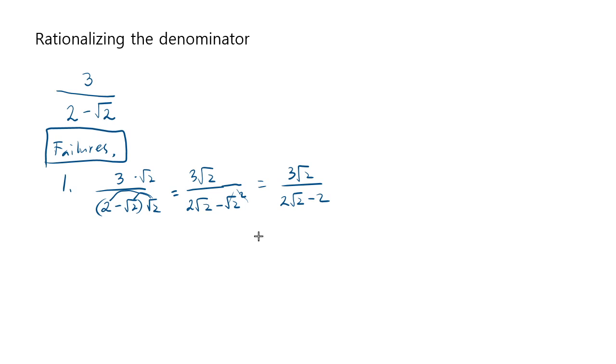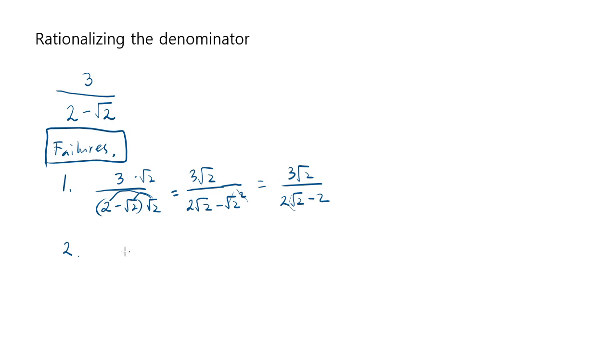over 2 radical 2 minus 2. However, this is not so desirable because you still have a square root under the fraction, so the denominator is not fully rationalized. So this is no good.